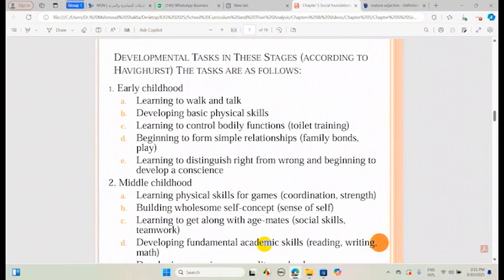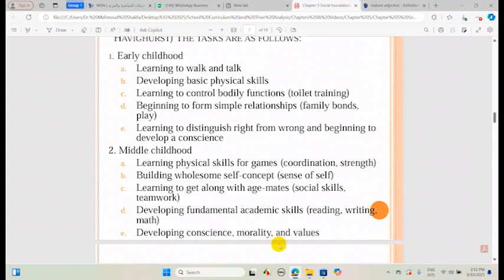But at the primary level, middle childhood: learning physical skills for games, coordination, strength, building a wholesome self-concept, a sense of self. He wants to express about himself or herself. Learning to get along with age mates, social skills, teamwork. They start playing football together or any teamwork activities. Developing fundamental academic skills, reading, writing, math, developing conscience, morality, and values.